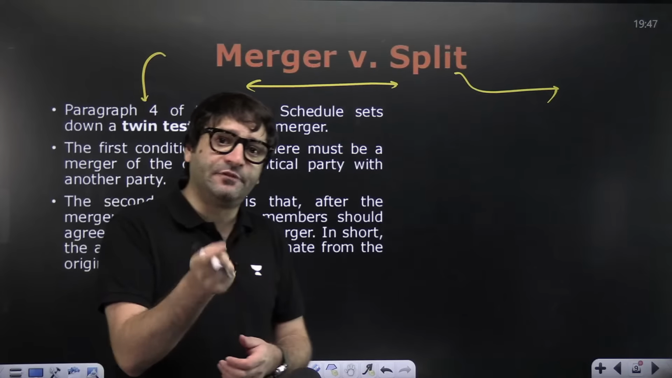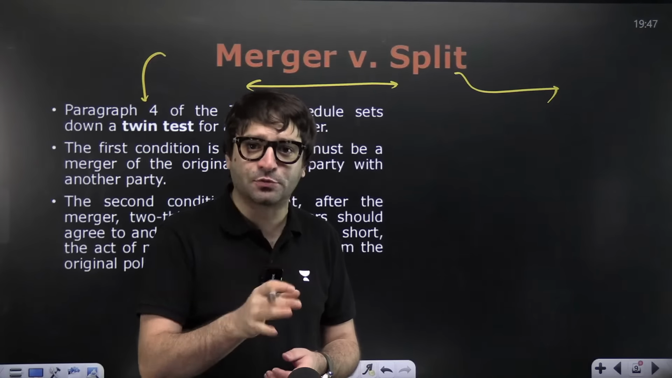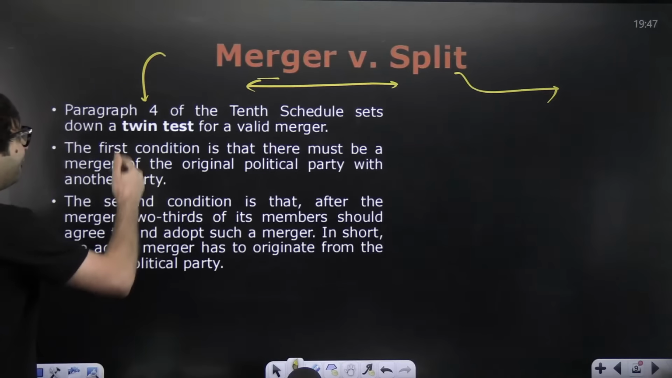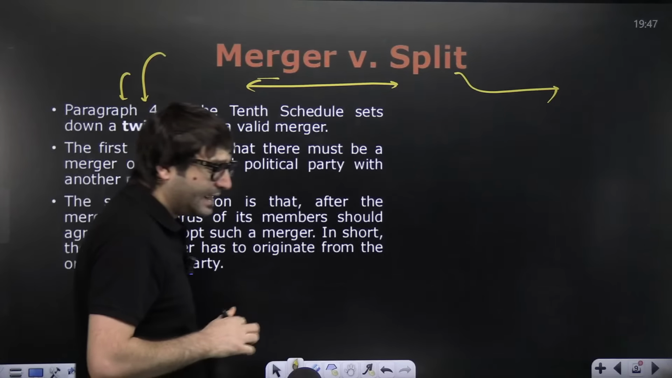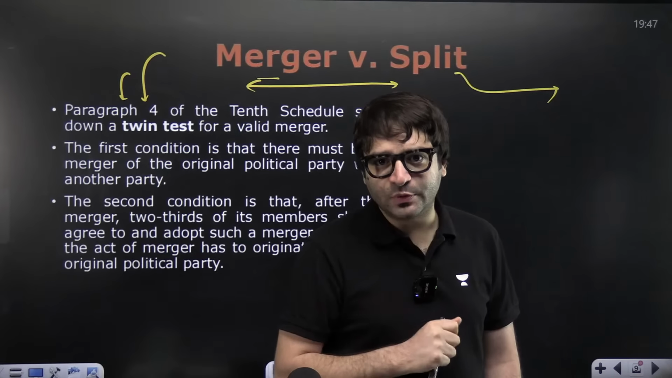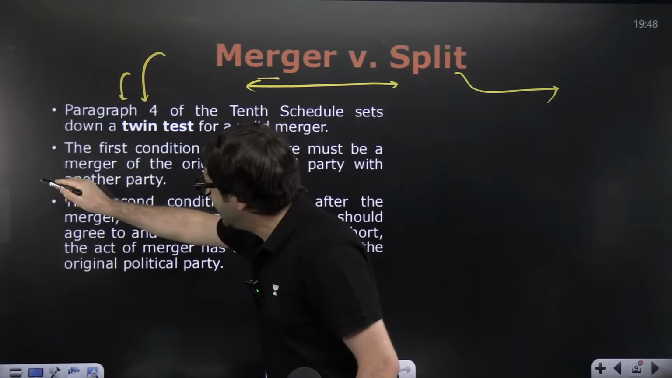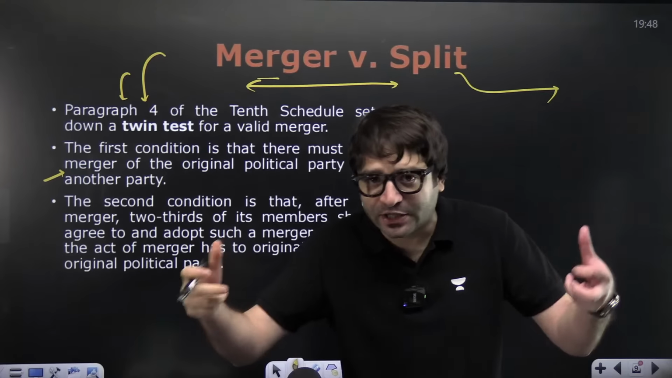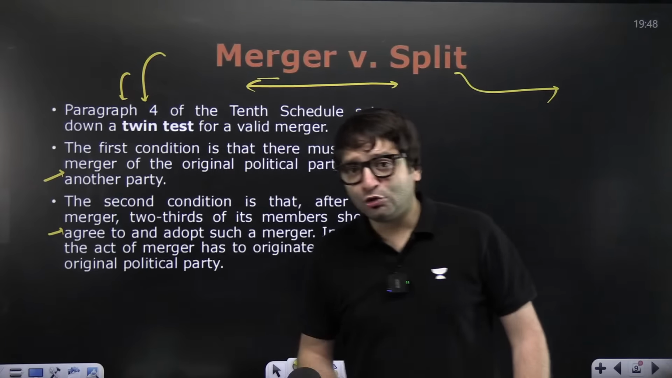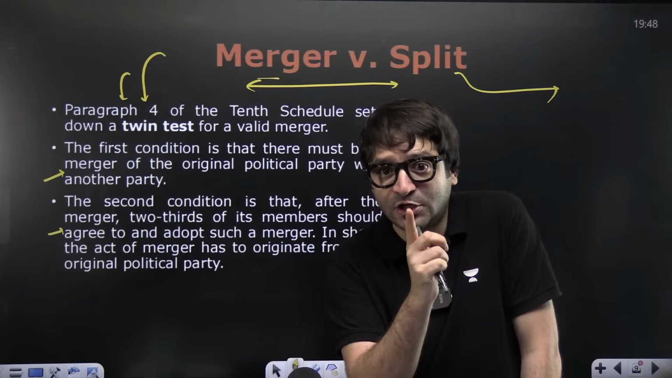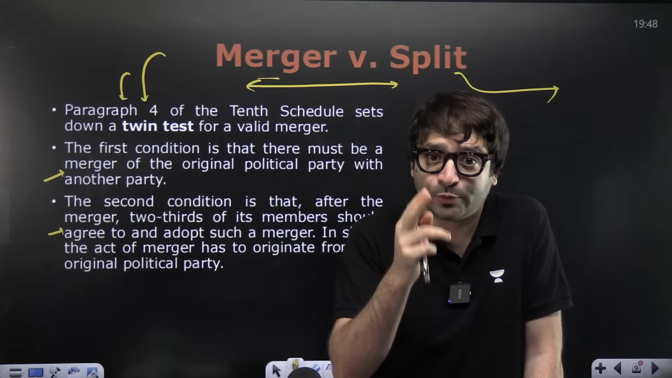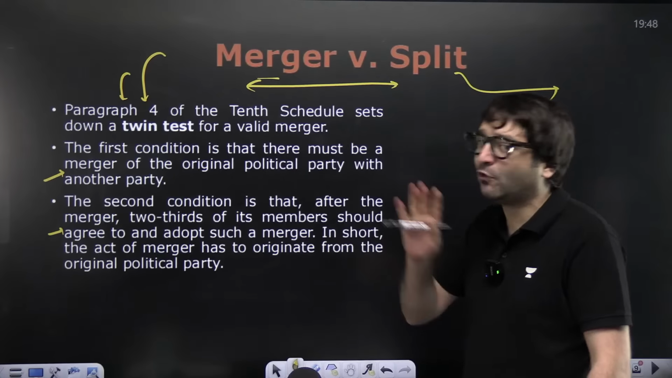Instead, what anti-defection law as it stands today deals with, talks about, is a merger. And that is something which is mentioned under paragraph 4 of the 10th schedule of the Constitution. And it talks about a twin test for a merger. There are two tests which need to be satisfied. First, there has to be a merger of political parties. Then test number 2 is 2/3 members of the legislative wing of that political party should condone and accept this merger. This twin test is a requirement under paragraph 4 of the 10th schedule.